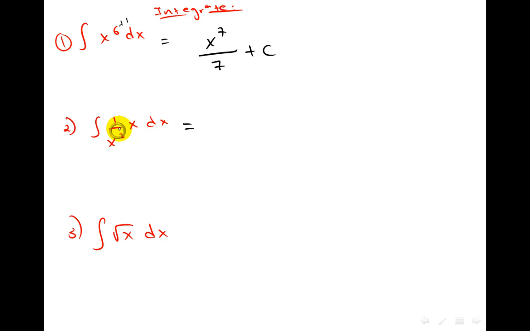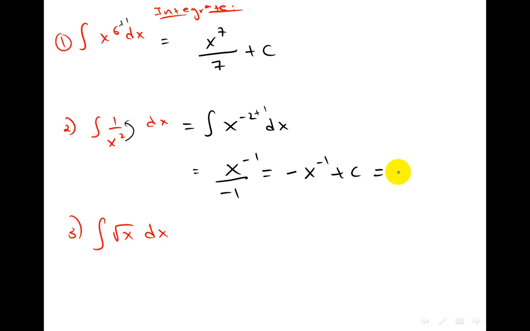Here, to make it simpler, 1 over x squared can be changed into x to the power of negative 2 dx, because I just brought the x up. Now add on negative 2 plus 1, it will be negative 1, and divide by negative 1. x to the power of negative 1 divided by negative 1 is negative x to the power of negative 1 plus c, or you can write negative 1 over x plus c.